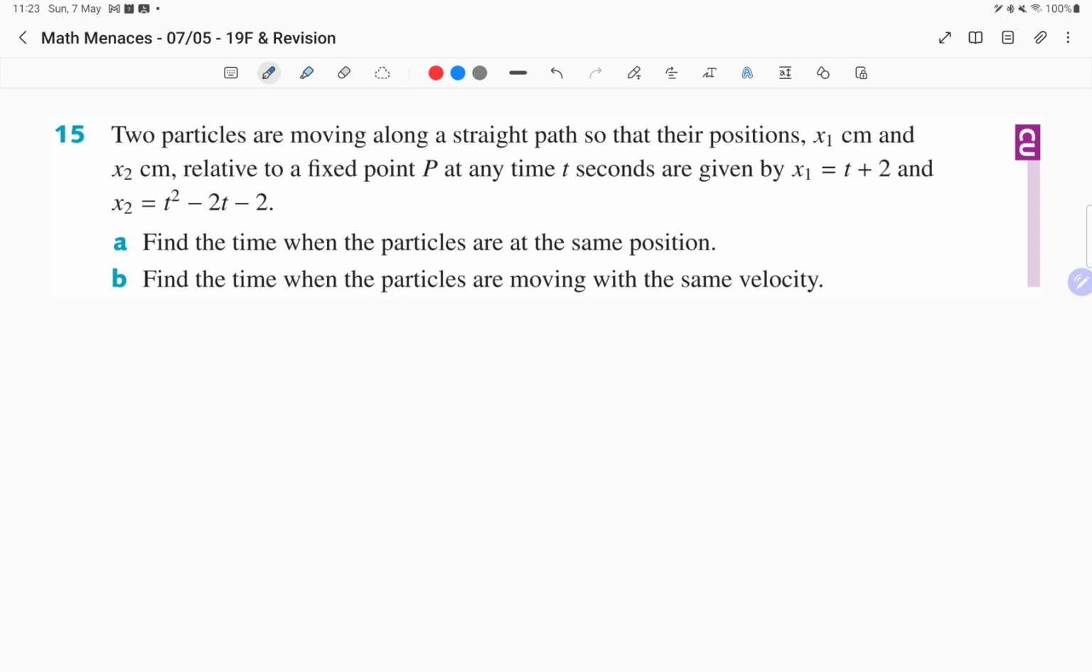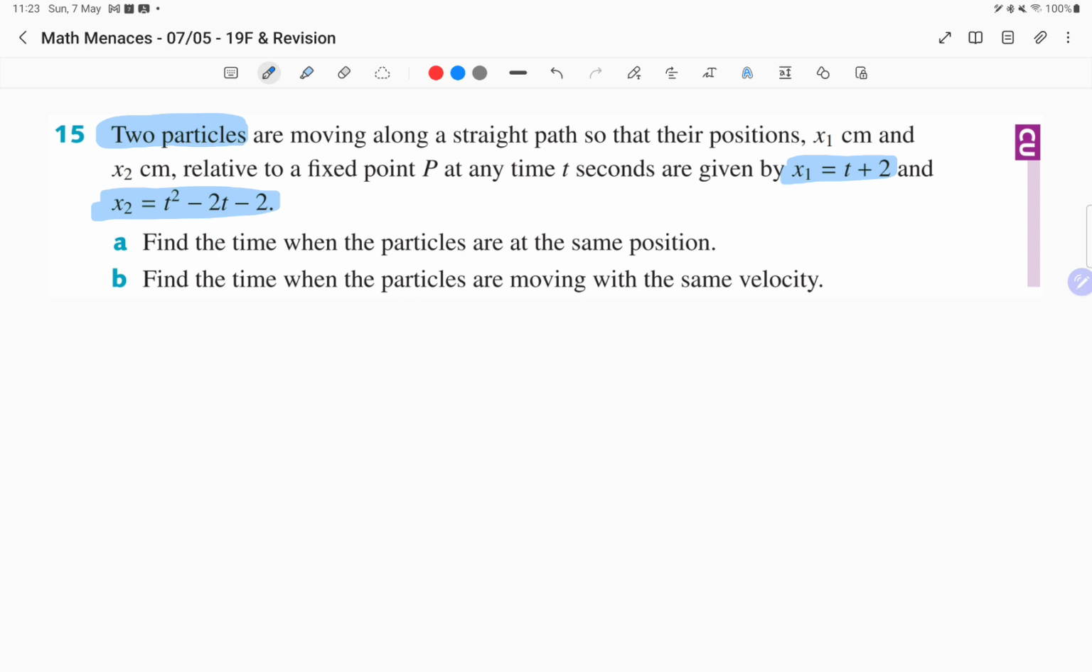Two particles are moving along a straight path. Now, instantly, you know this is tough when you see two particles. So far, you've only been dealing with one. Now you're dealing with two particles. So the positions x1 and x2 are given by two equations. x1 equals t plus 2, and x2 equals t squared minus 2t minus 2. Find the time when the particles are at the same position.